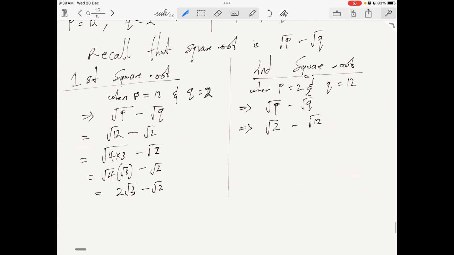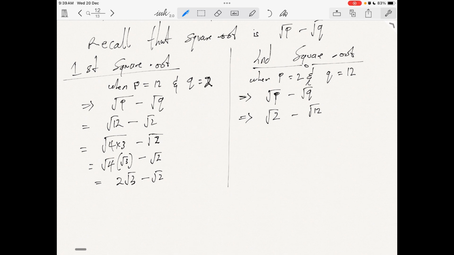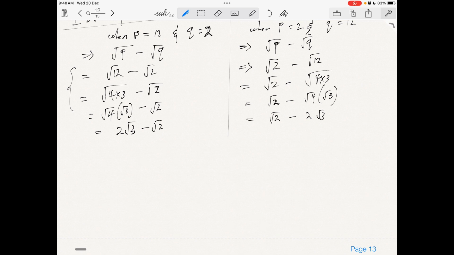So we apply the same principle we have here to root 12. So that will be root 2 minus root 4 times 3. Okay, and that will give us root 2 minus root 4 into root 3 according to the law of surds. And that will give us root 2 minus 2 root 3.